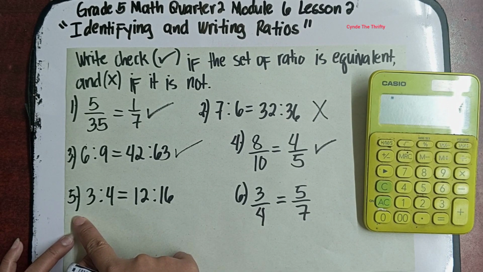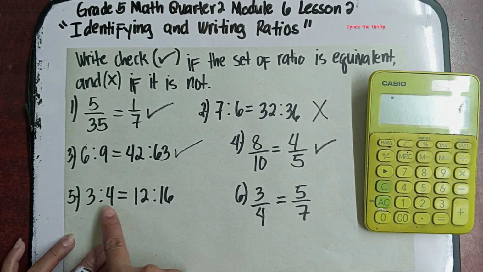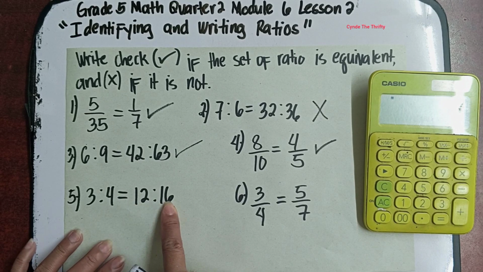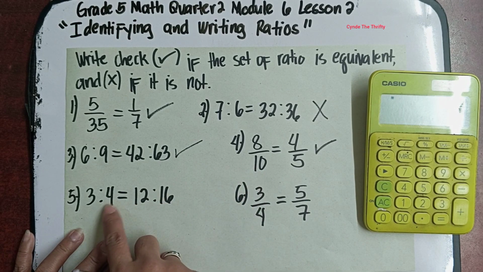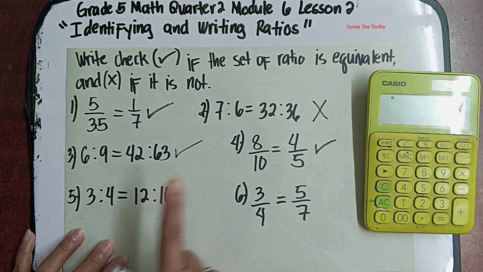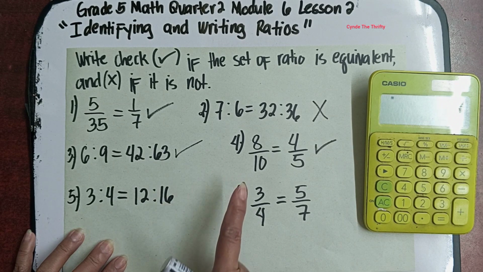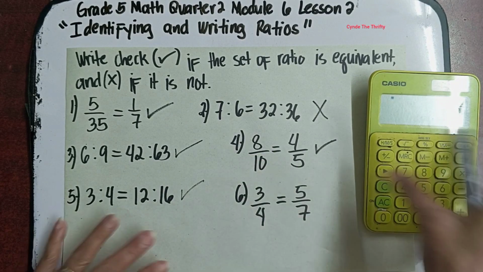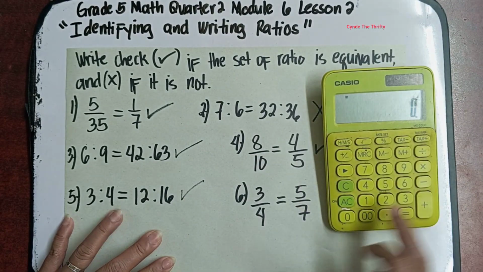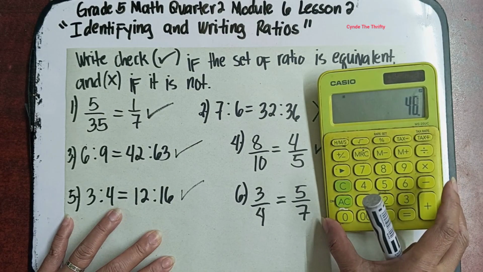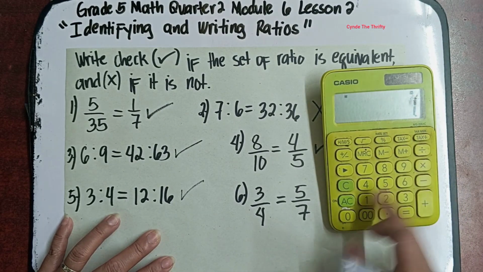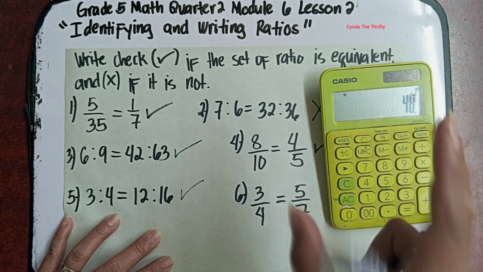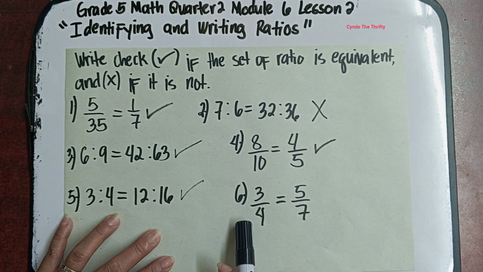Number 5 naman. Okay, so ratio naman. 3 is to 4 is equal to 12 is to 16. So, means and extremes ang i-multiply natin. So, ang means natin is 4 and 12. So, 4 times 12 is equal to 48. And then 3 times 16 is equal to 48. Equal ba? Yes, equal. So, therefore, check ang ating sagot. Okay, so kung nag-aalangan kayo, i-multiply natin si 4 times 12 is equal to 48. And then 3 times 16 is equal to 48. So, equal silang dalawa.